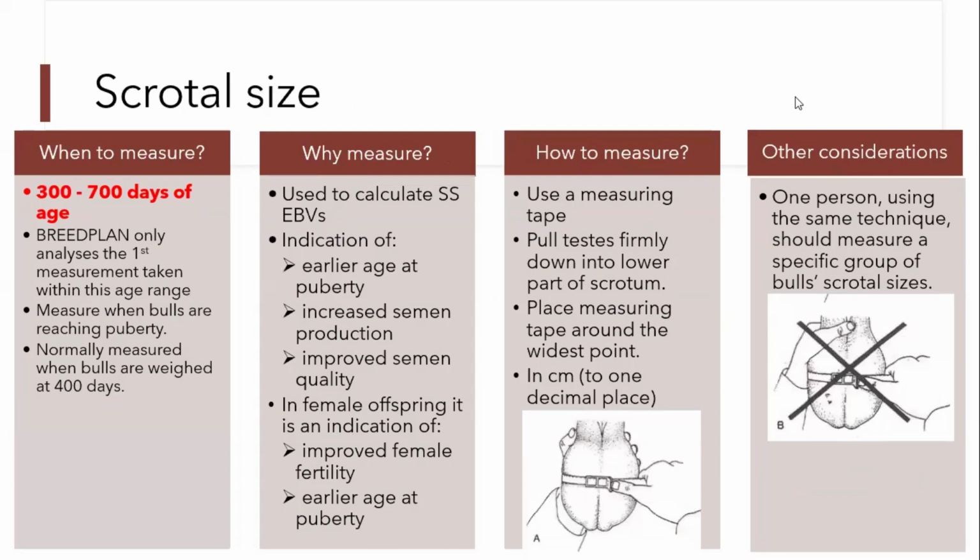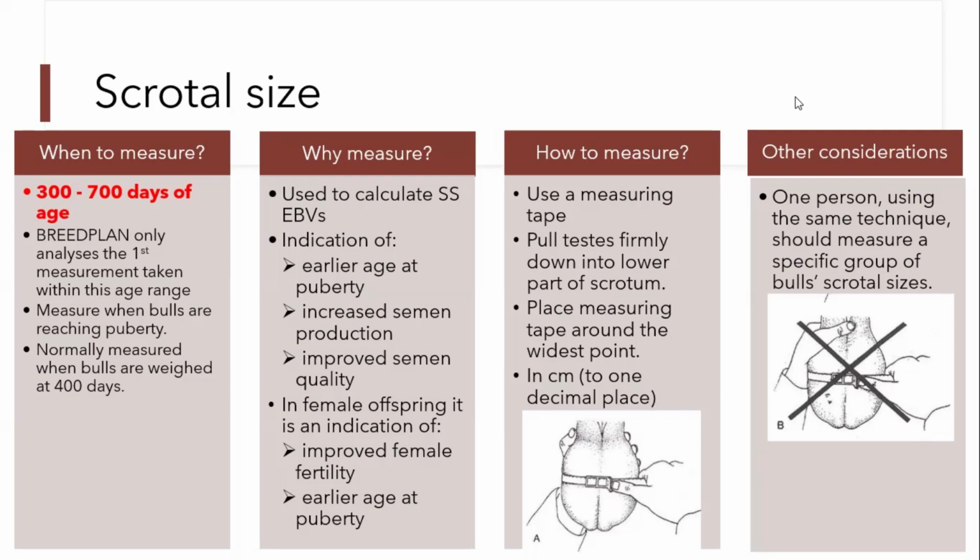Then we get to scrotal size. So scrotal size can be measured with your 400-day weights or your 600-day weights. We can submit it between 300 and 700 days of age, but we normally do it with the weight of that animal.